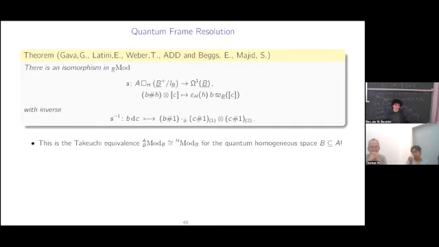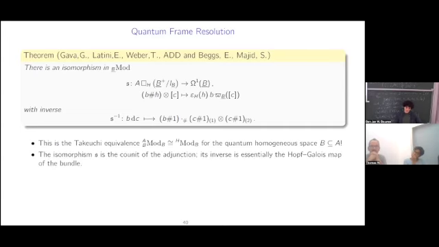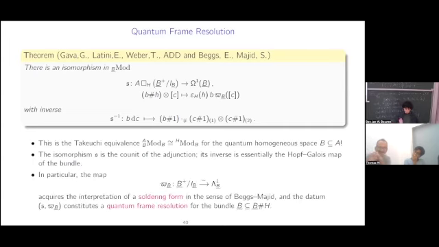This follows basically because of the Takeuchi equivalence for the quantum homogeneous space B inside B smash H. And yes, in particular, this isomorphism, if you want, is going to be precisely the counit of the adjunction, and the inverse is going to be basically the Hopf-Galois map of the bundle. So, in particular, I already said this before, but let's say it again. This map, the Maurer-Cartan form on B, acquires the interpretation of a soldering form in the sense of Beggs-Majid, and the datum (S, omega_B) consists of a quantum frame resolution of the bundle.